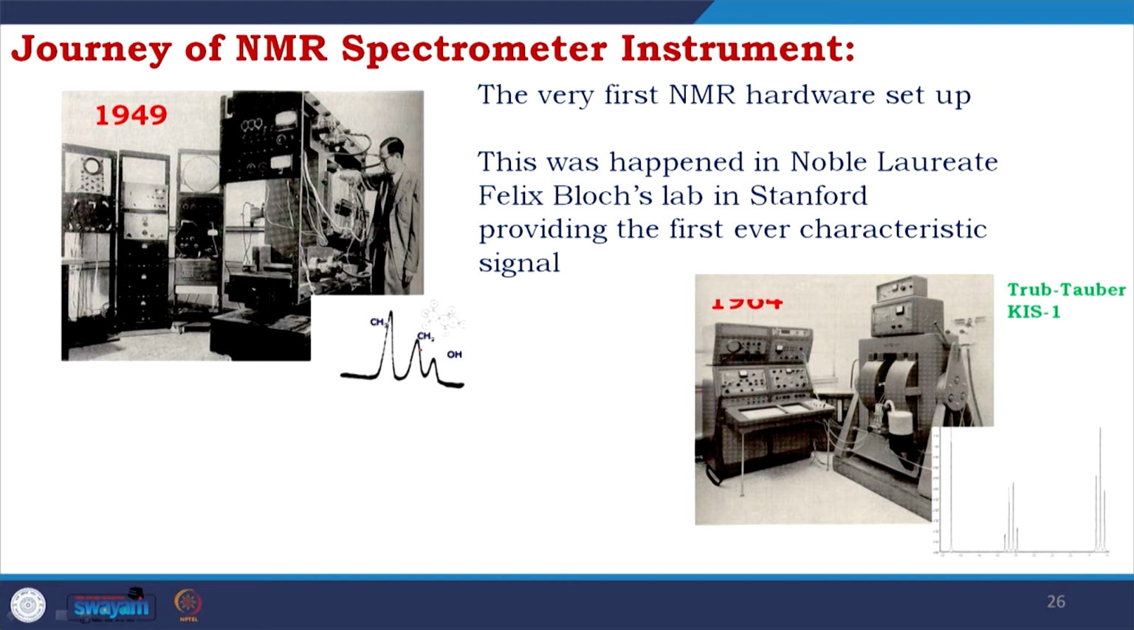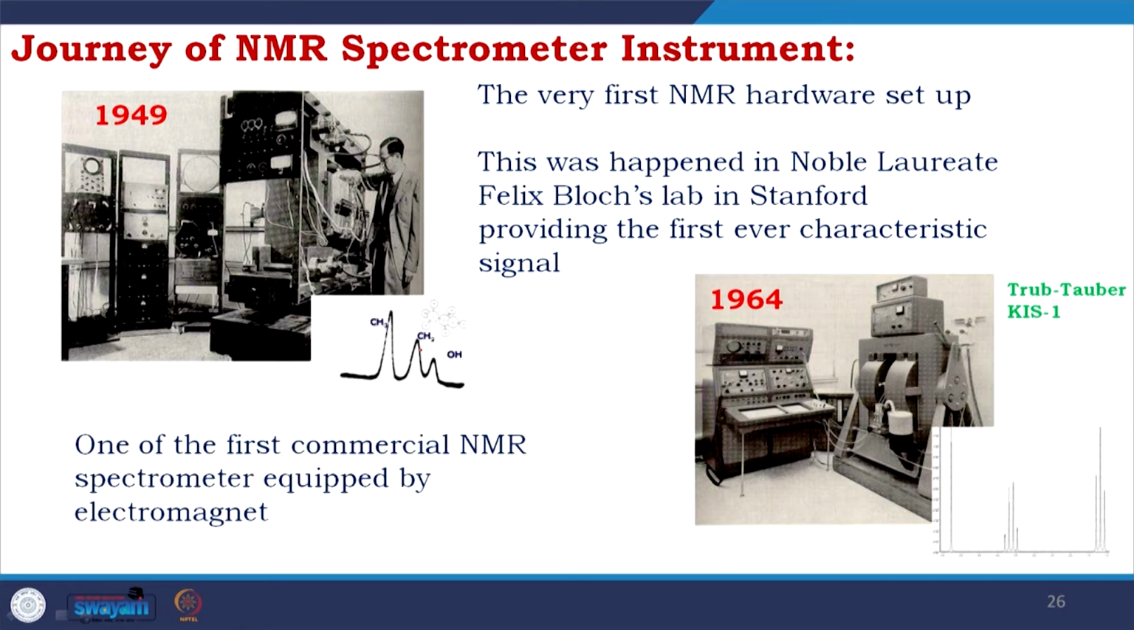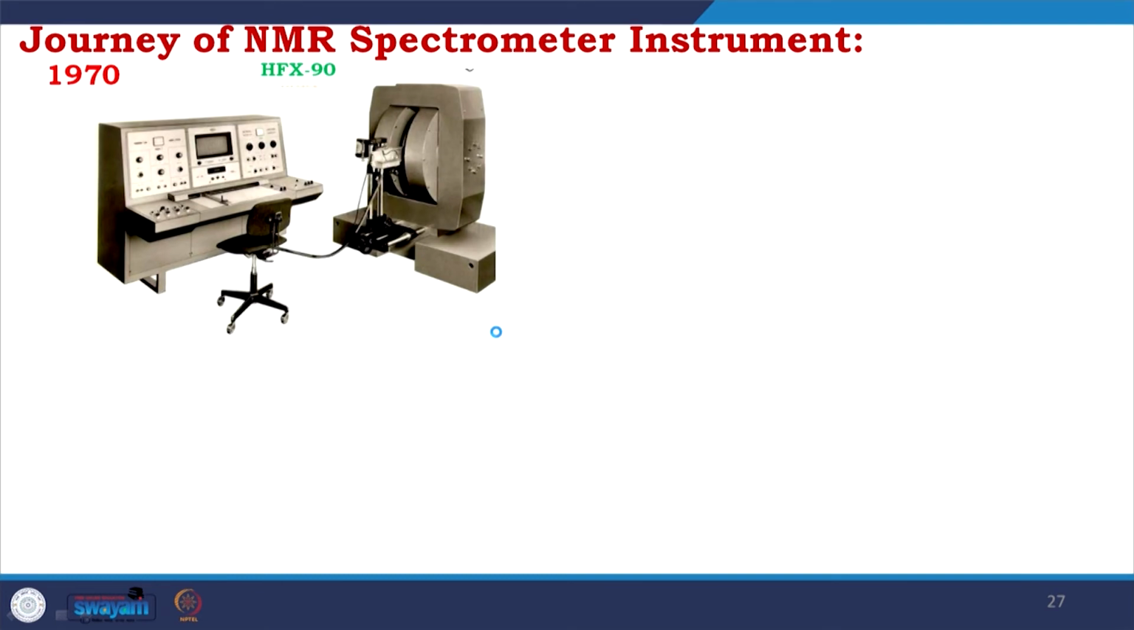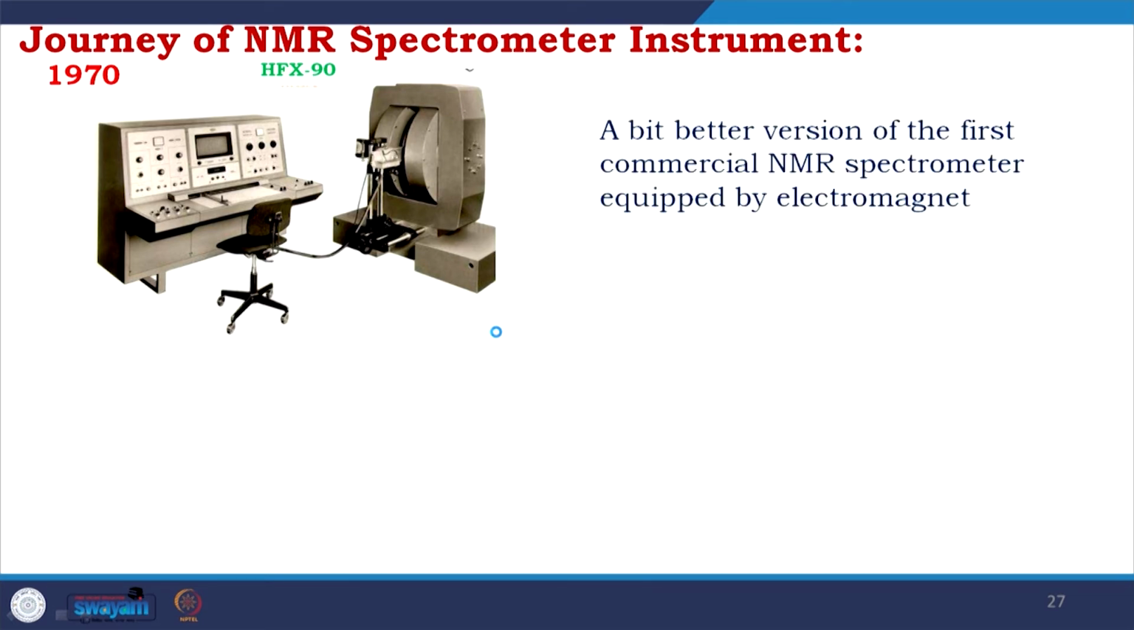In 1964, the first commercial NMR spectrometer, which was equipped with an electromagnet, arrived, and you see how much change there was in the sophistication of the data collection. Then in 1970 the HFX90 came. This is a somewhat better version of the first commercial NMR spectrometer equipped with an electromagnet.